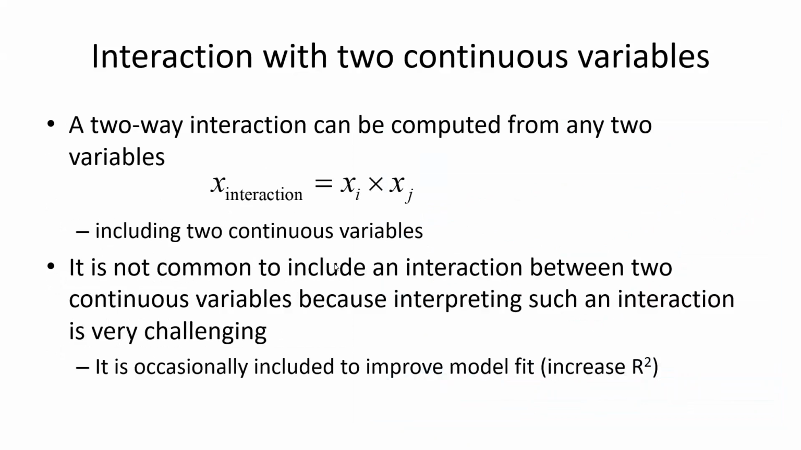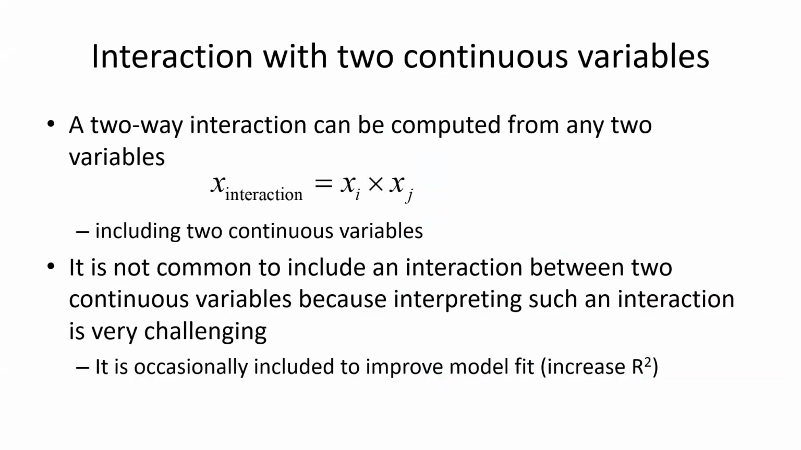So far, we've talked about interactions between 2 indicator variables and between 1 indicator variable and a continuous variable. There's no reason why you couldn't have 2 continuous variables. You just multiply them together, you have an interaction. The reason why that's not all that common is because interpretation is much, much harder.